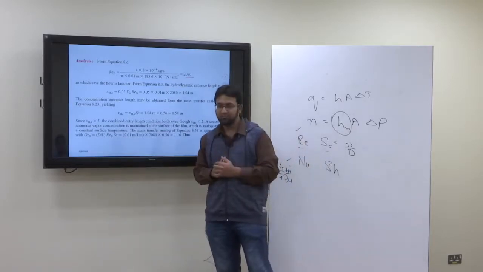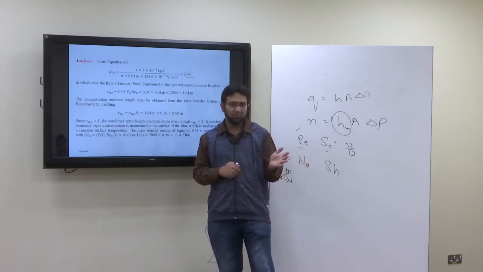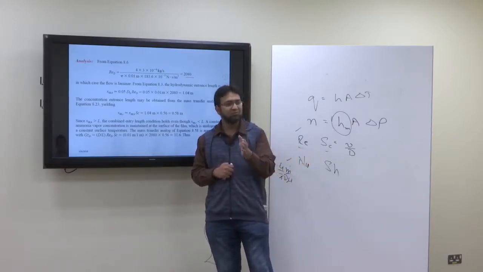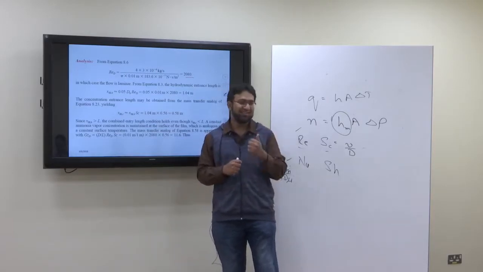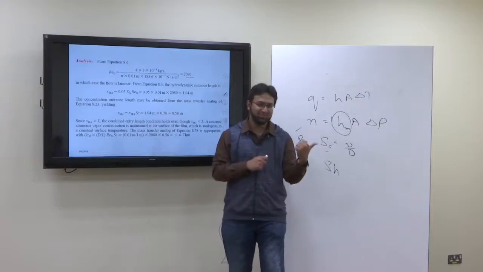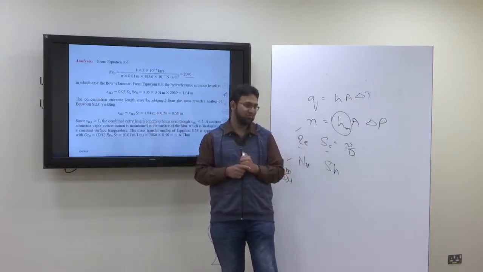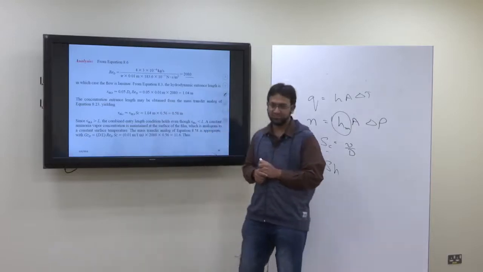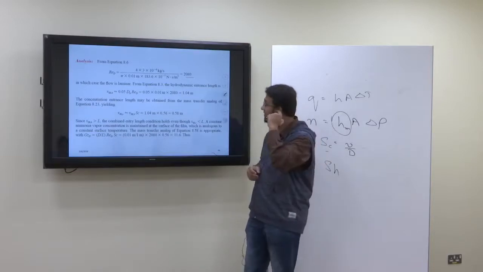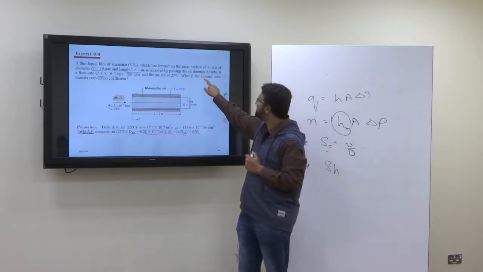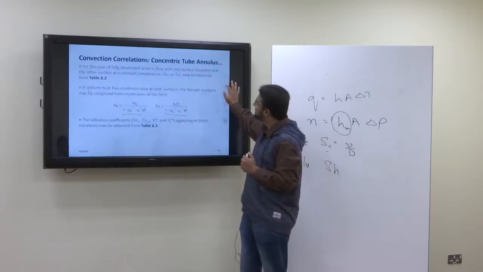So what do you think? Laminar, good, because it is less than 2300. Whenever you're writing this in the exam, you have to state it. You do not have to assume that I know it is less than 2300, that's why it is laminar. You have to say that you're using laminar because it is less than 2300. Now you know that it is laminar. You need to find the average mass transfer coefficient, so let's go to the formula sheet.